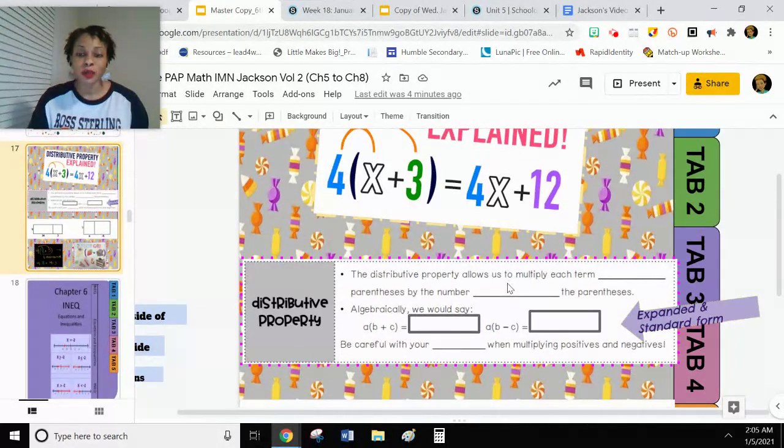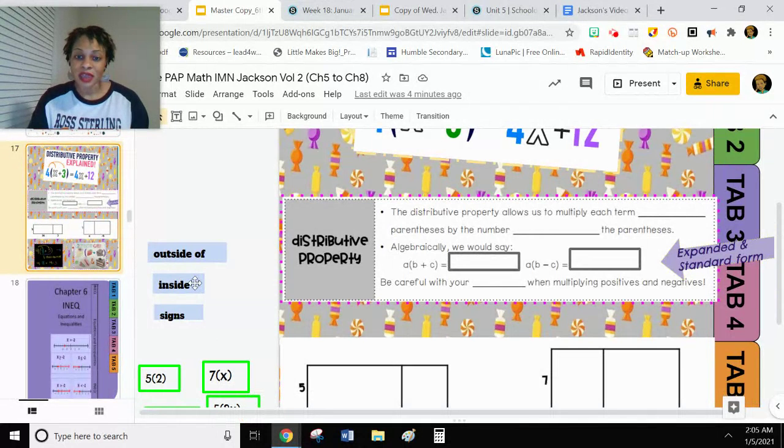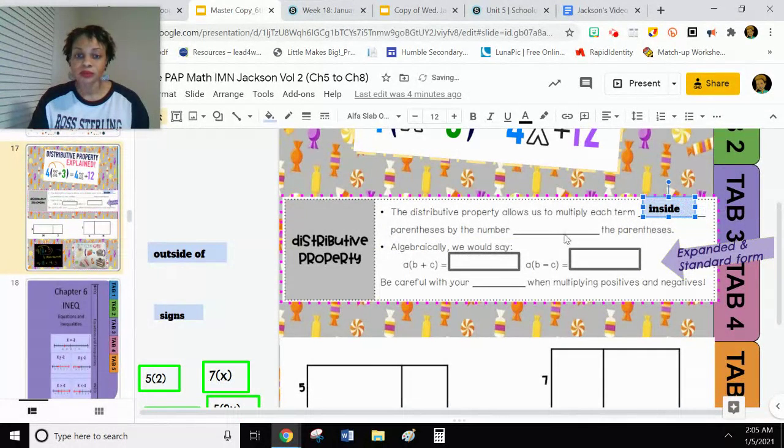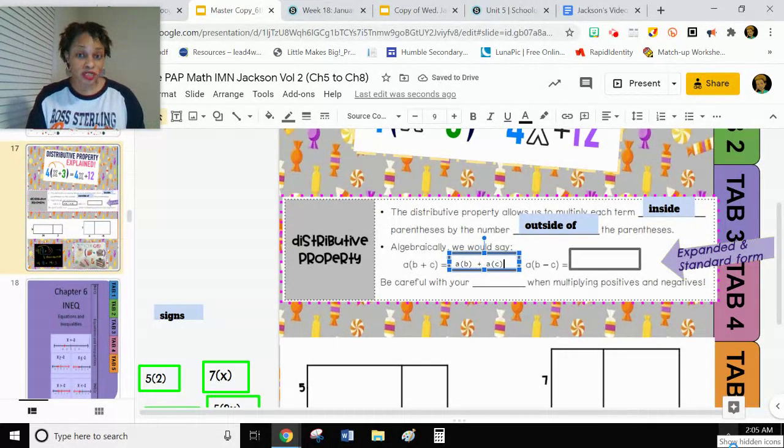Distributive property allows us to multiply each term inside parentheses by the number outside of the parentheses. Algebraically, we would say A times the product of B plus C equals, that means A would be multiplied times B, A times B, plus A times C. That's how you would write it in expanded or standard form. So A is outside the parentheses and B plus C, or the sum of B and C, is inside.